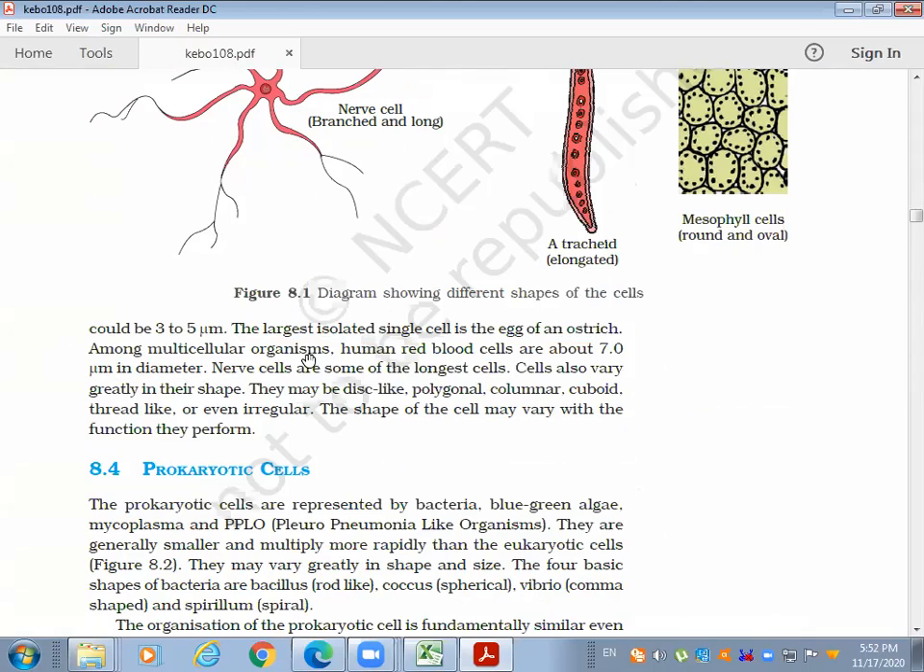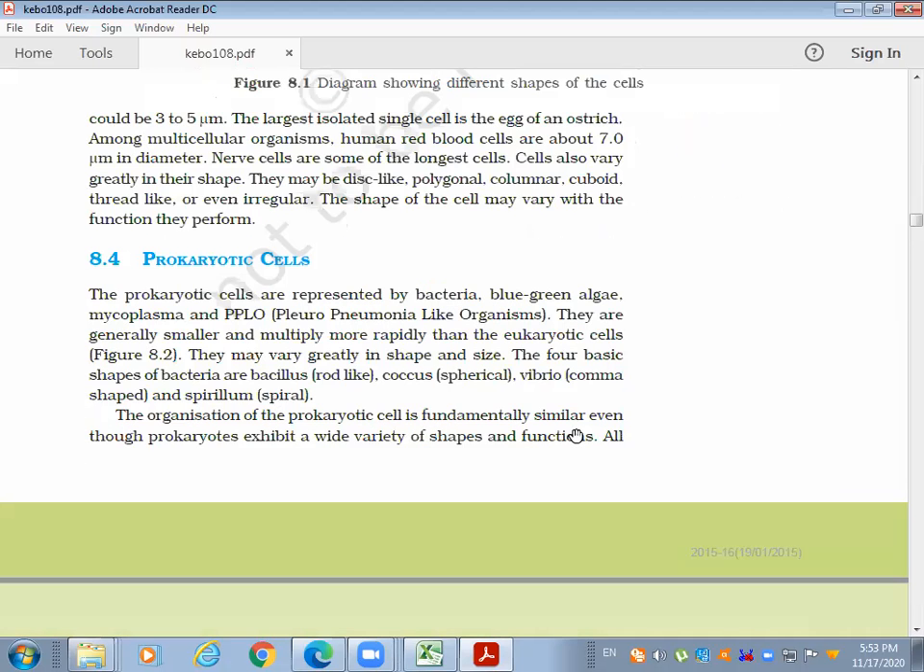Among the multicellular organisms, the human red blood cells are about 7.0 micron in diameter. Nerve cells are some of the longest cells. Cells also vary greatly in their shape. They may be disc-like, polygonal, columnar, cuboid, thread-like, or even irregular. The shape of the cell may vary with the function they perform.